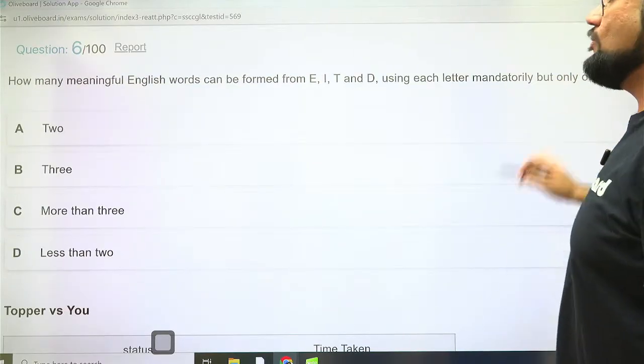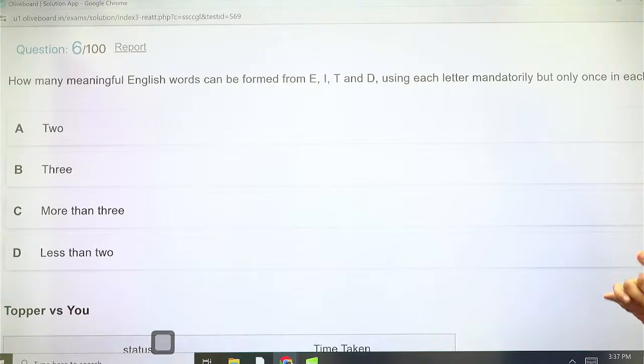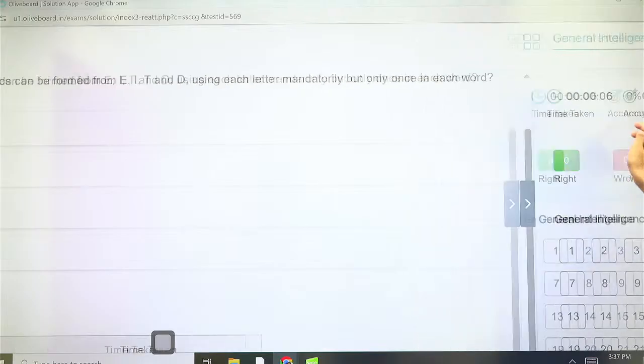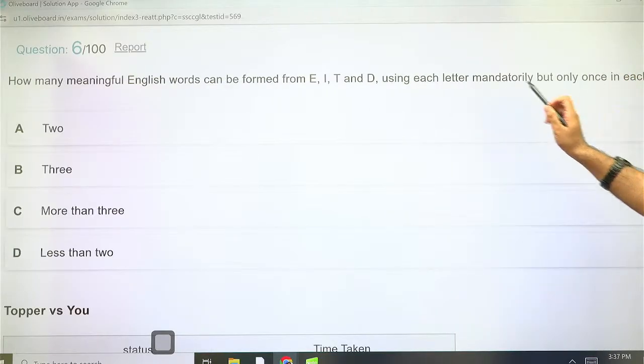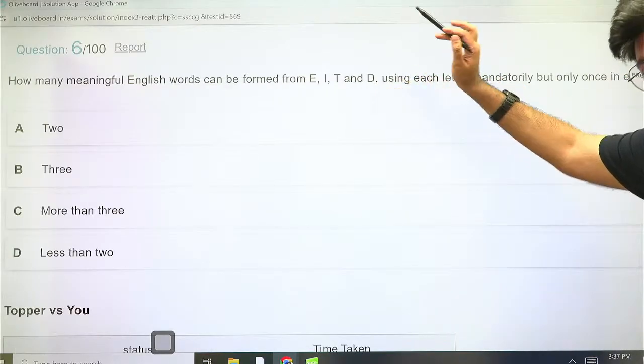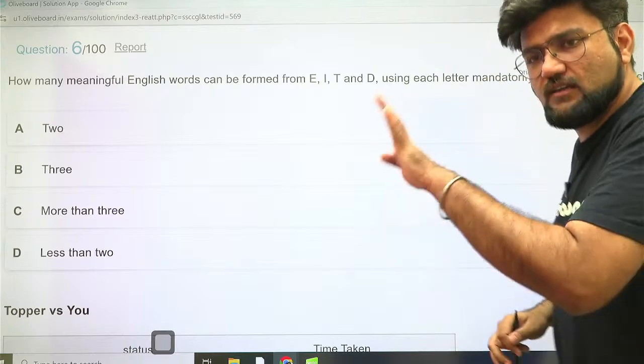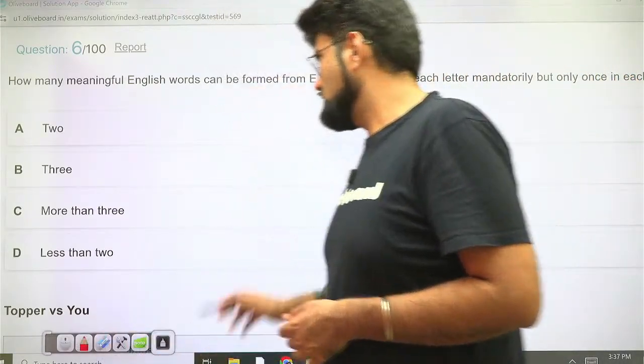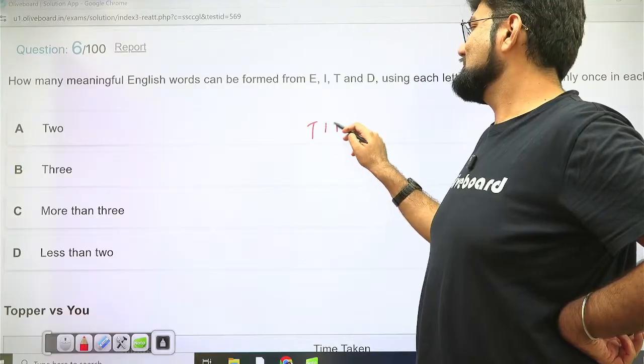Now, how many meaningful English words can be formed using EITD? This is the main question actually. It's written using each letter mandatorily but only once. Even if they didn't write that, when they are giving you 4 letters, you are bound to make words with strictly all those 4 letters only. Now, what will be the possible meaningful words? So, you will see TIDE first.